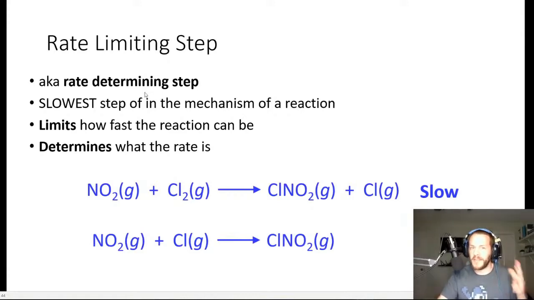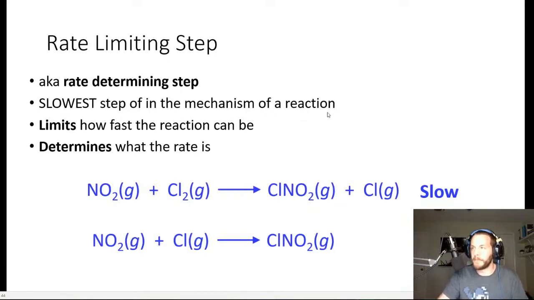You may know it by the name rate determining step. Personally, I like to use rate limiting step because it's fewer syllables, it's easier to say, and I'm a pretty lazy guy. But of course, it is up to you, whether rate limiting or rate determining. Anyway, the rate limiting step is the slowest step in the mechanism of a chemical reaction.